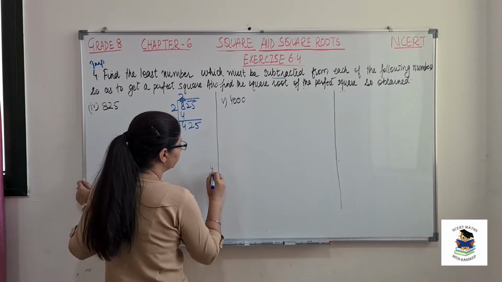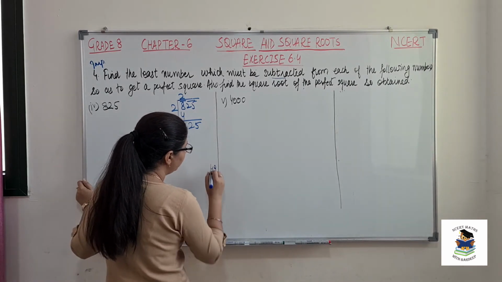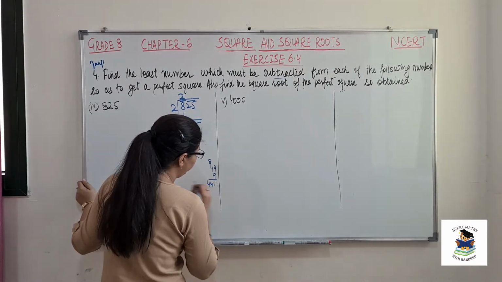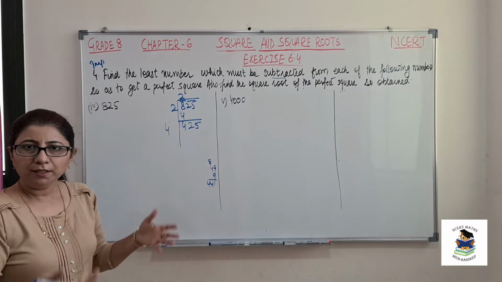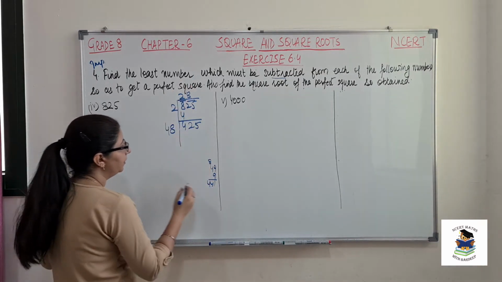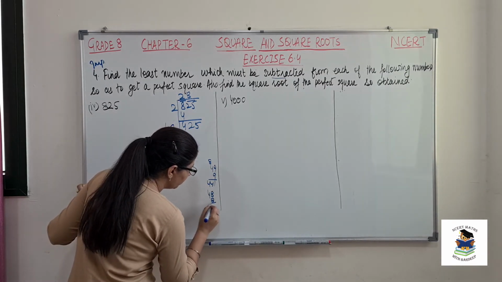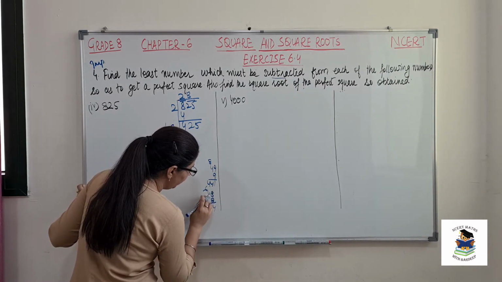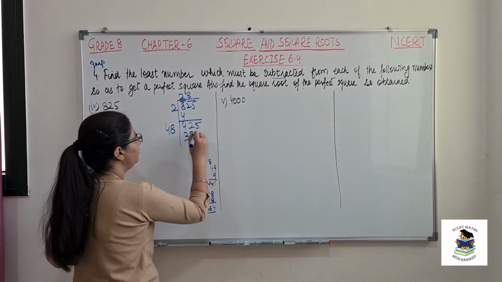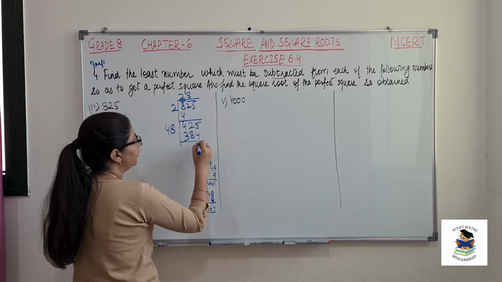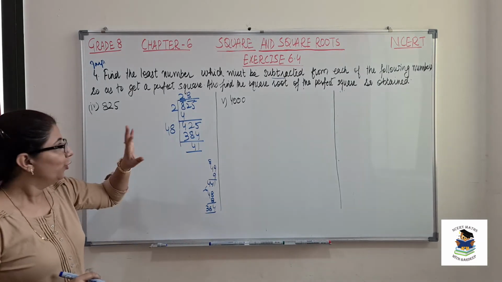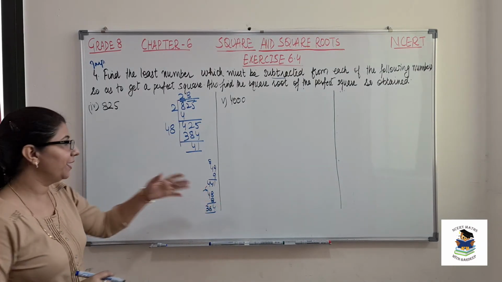So 49 into 9, 9 9s are 81, so 9 4s are 36, 36 and 4 is 40, this is 441, but this is lesser than 441, so we will go with 8, 8 here and 8 up, so now this is 48, so 8 8s are 64, 6 is carry, 8 4s are 32 and 6 is 38, so 384 will come here. So what is the remainder? 5 minus 4 is 1, 12 minus 8 is 4. So 41 should be subtracted.